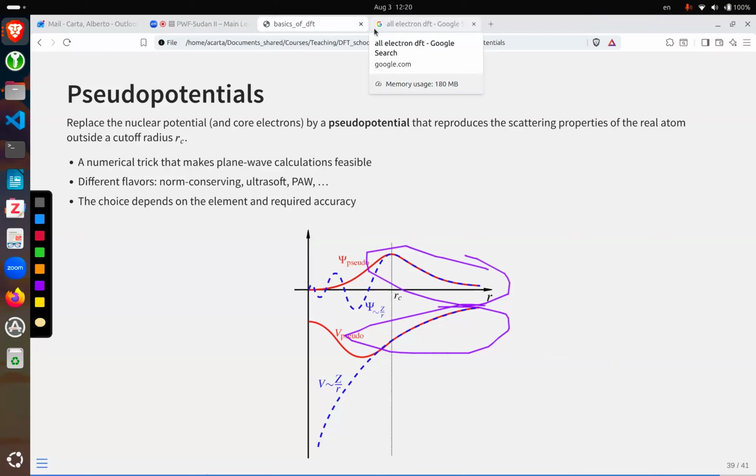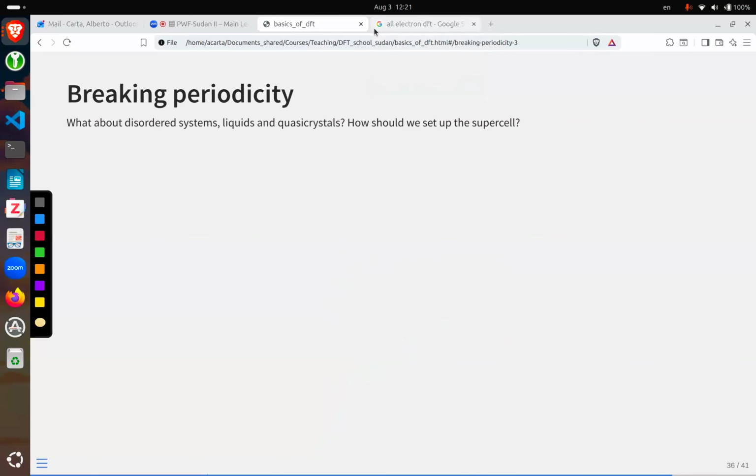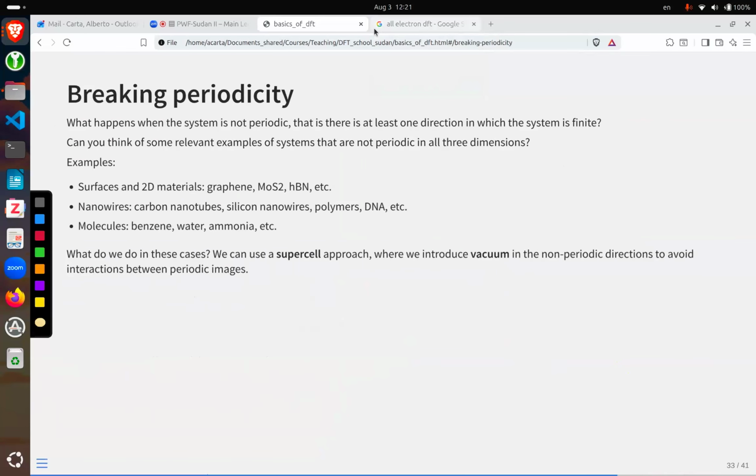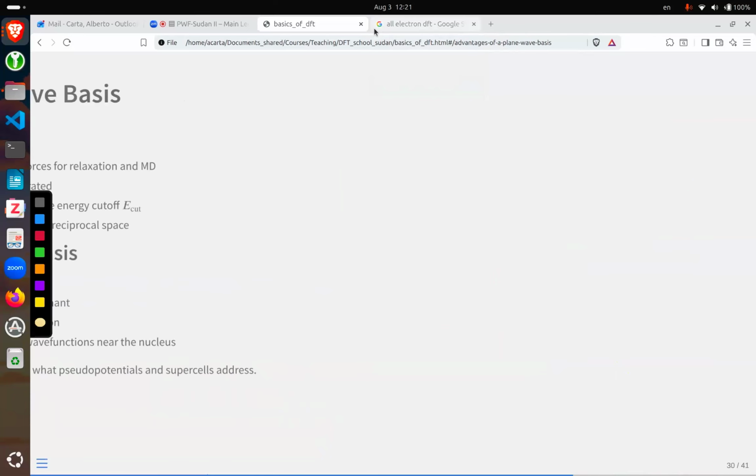Thanks, Dr. Alberto, for these lectures. I have two questions. One question is why do you need an energy cutoff? And the second question, how does increasing the cutoff affect the accuracy of density functional theory?